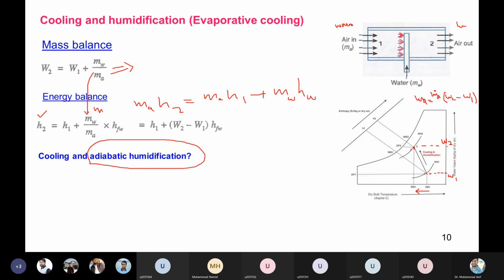Sir, this means that no heat is added from any outside or external source in the process. So technically, it's just increasing the moisture content. Technically, if this is adiabatic, then H1 should be equal to H2. If this is adiabatic humidification, then when it says cooling and adiabatic humidification, this will be a constant enthalpy line, right? H1 will be equal to H2 if the word adiabatic humidification is used. All right.